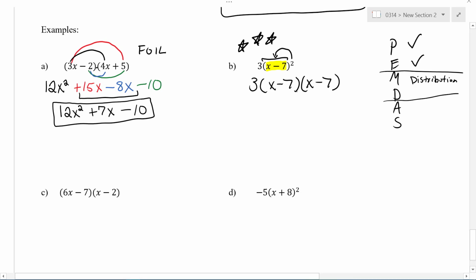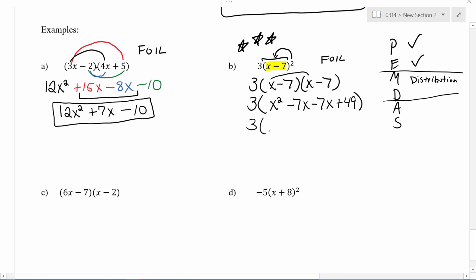Now I have a group of 2 times a group of 2. What do I do? I'm going to FOIL. So we're going to write that out twice in FOIL. Okay, I'm going to hold off on the multiplication of the 3 for the moment, and we're just going to FOIL. Alright, so the 3 will still get multiplied in eventually, but for now we're going to focus on the FOILing. First times the first gives me x squared. Outer times the outer gives me a negative 7x. Inner times the inner gives me another negative 7x. Last times the last, what's a negative 7 times a negative 7? I get a positive 49.